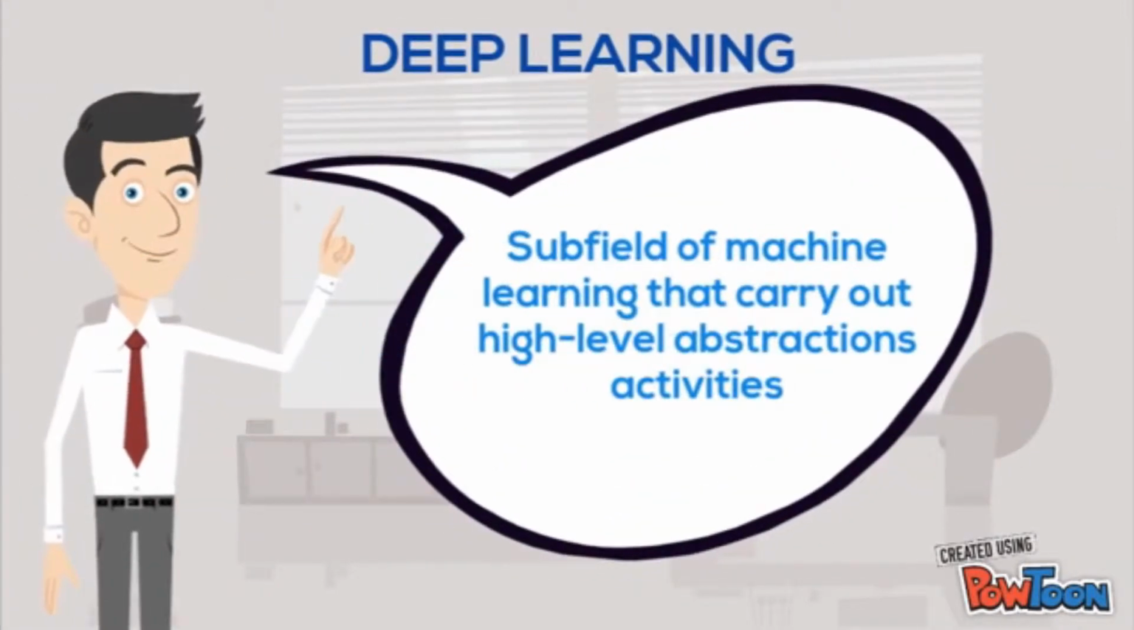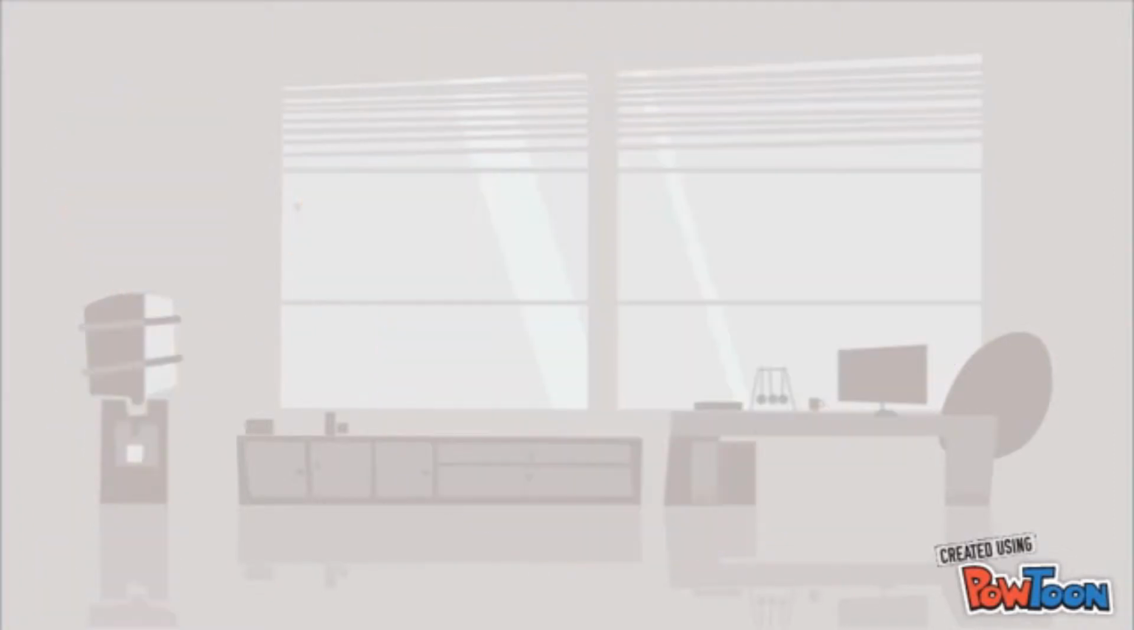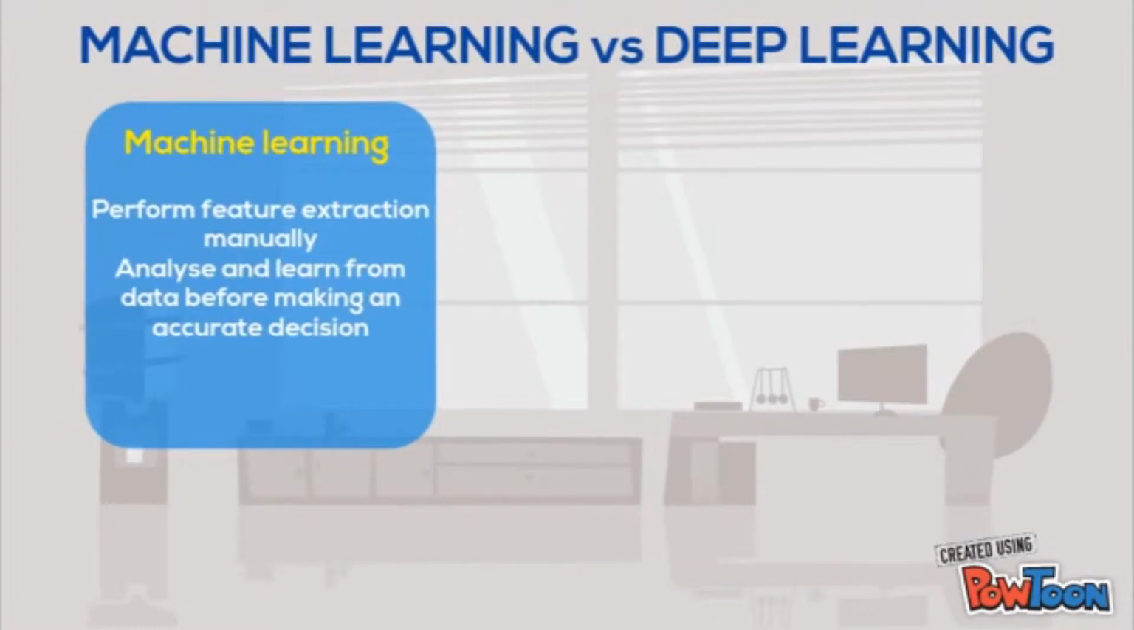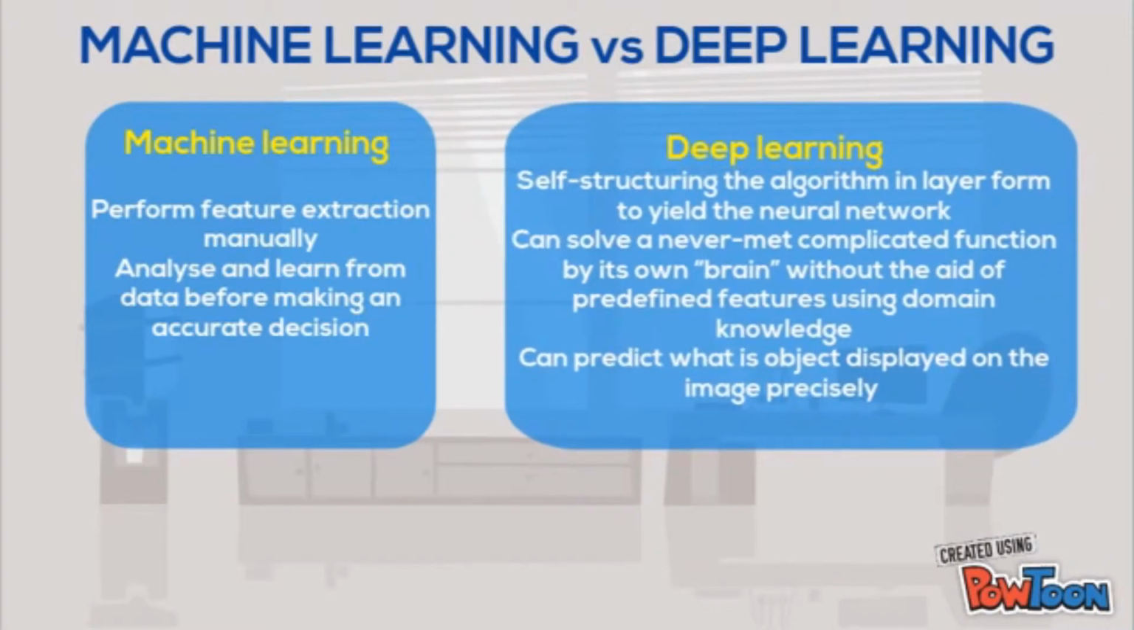Deep learning is a subfield of machine learning that carries out high-level abstraction activities. Basically, the difference between machine learning and deep learning is that machine learning needs to perform feature abstraction manually, and it analyzes and learns from data before making an accurate decision. However, deep learning is more advanced than machine learning, as it can self-structure the algorithm in layer form to use the neural network. Besides, it can solve a never-before-made complicated function on its own without the aid of predefined features using domain knowledge. Most surprisingly, it can predict precisely what object is displayed in the image.